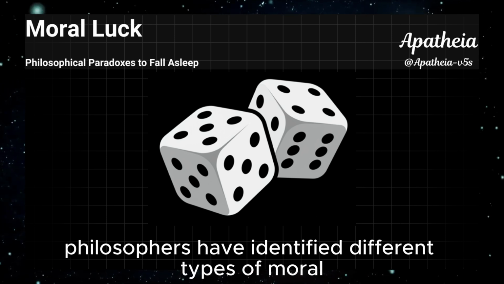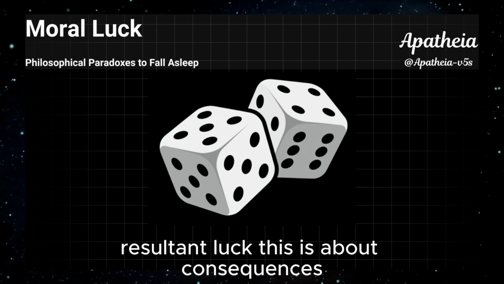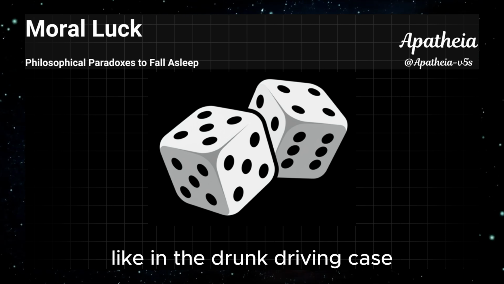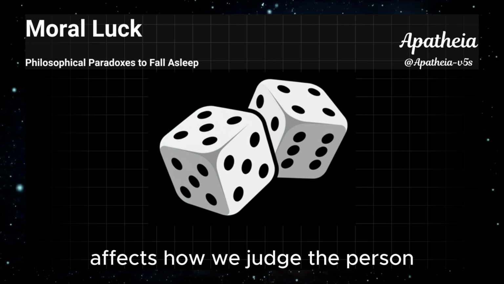Philosophers have identified different types of moral luck. Resultant luck. This is about consequences. Like in the drunk driving case, the outcome, whether someone died, affects how we judge the person.